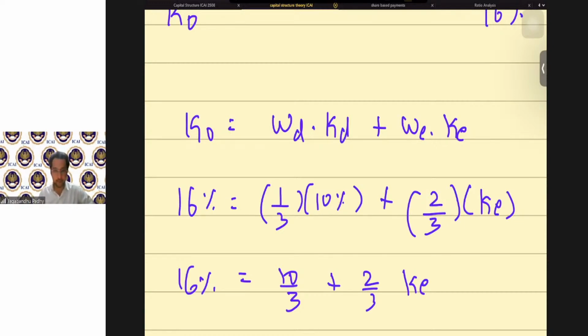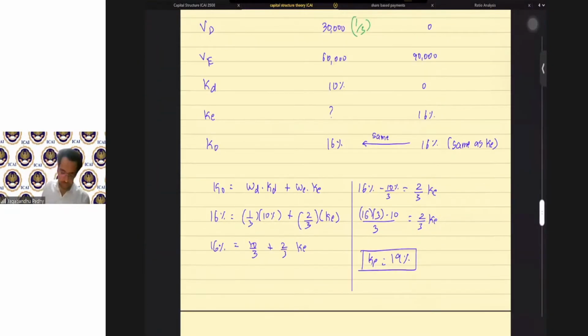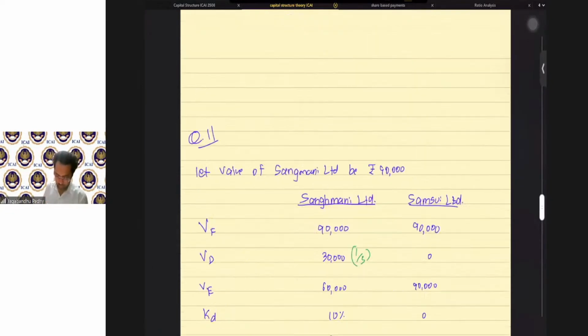You getting it? Yes. Getting 19%. Okay. Great. That's 19% for you. That's pretty simple. Done with question 11. We're already done with question number 10.